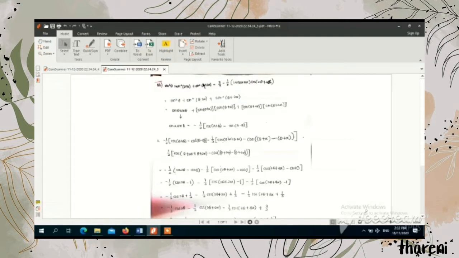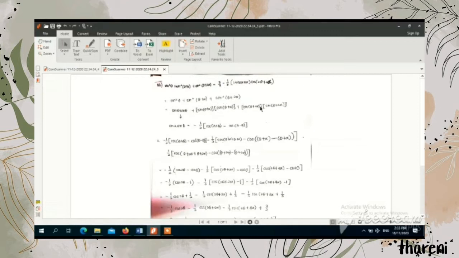First, we are going to prove that the right hand side is equal to the left hand side. From this equation, we expand sine square theta, it will become sine theta times sine theta, and sine square theta plus alpha will become sine theta plus alpha times sine theta plus alpha, and for sine square theta plus 2 alpha, it will become sine theta plus 2 alpha times sine theta plus 2 alpha.